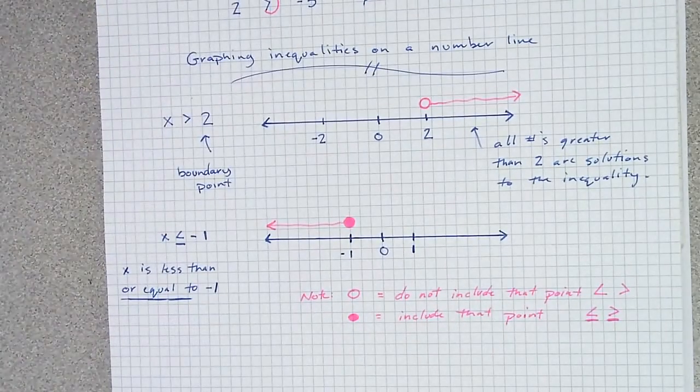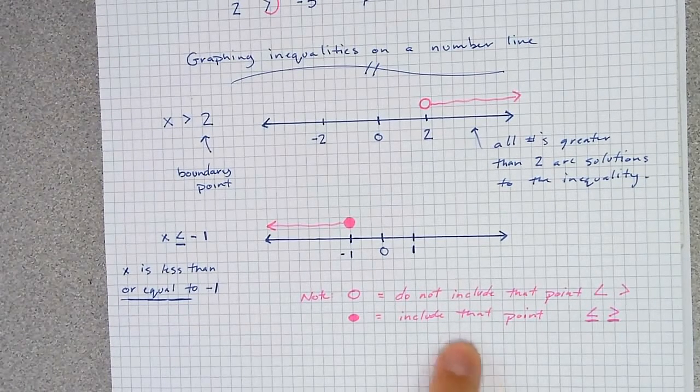So open dot, not including that point, just greater than or less than. Closed dot, we are going to include that point, greater than or equal to, less than or equal to.